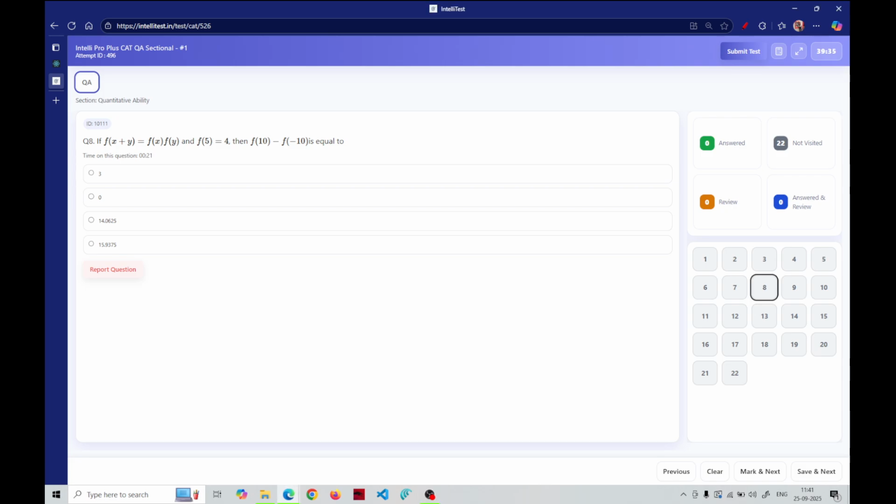So this question is from the functions. It says that f of x plus y is f(x) times f(y), and f of 5 is 4. Then f(10) minus f(-10) will be what? So look at this. Let me pull out the pen.